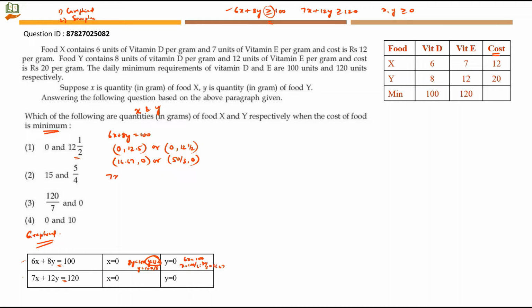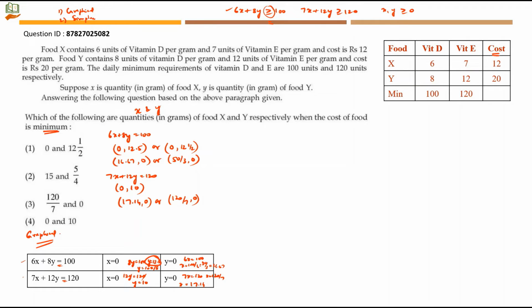Now from the next equation, 7x plus 12y equal to 120. So first we will make x to be 0. So 12y is equal to 120. From this we can have y is equal to 10. So 0 comma 10. Next we will make y is equal to 0. From this we will have 7x is equal to 120, x is equal to 120 divided by 7, and x is equal to 17.14. So here it is 17.14 comma 0, or 120 by 7 comma 0.